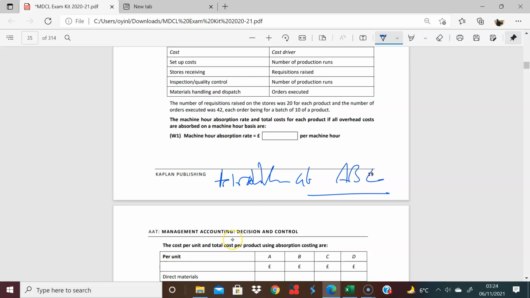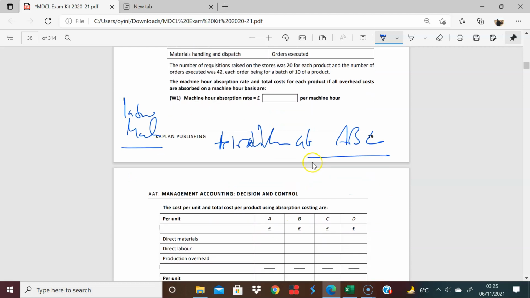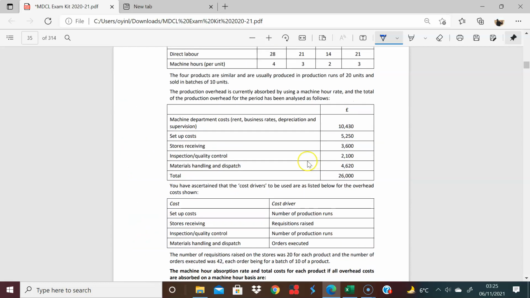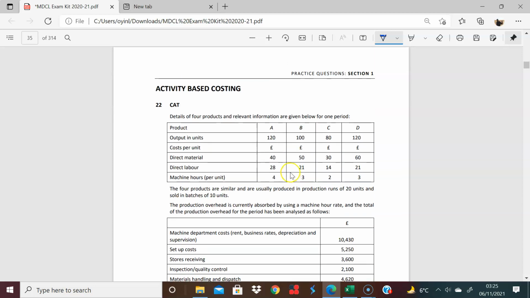So remember the key issue here is that the overheads are absorbed using just your older drivers of either labor or machinery with traditional absorption costing. But we argue that we can break those overheads down and actually find out what is causing those overheads. Right. So let's look at the story. We have four products here, detail of four products and the relevant information given below.